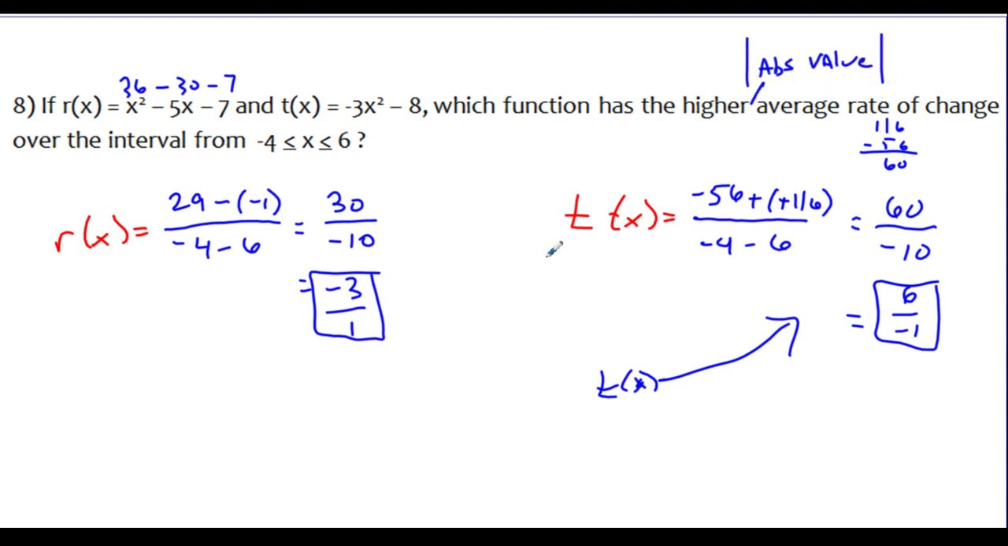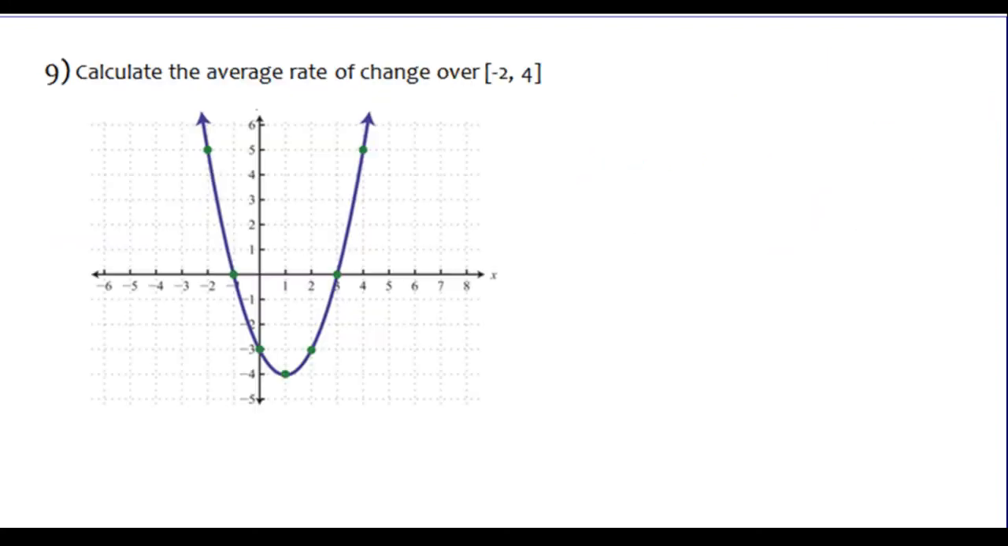The bars. We're actually comparing how steep the numbers are, and since 6 is going to cause it to decrease more quickly because it's a larger number, we're going to say that that is the higher rate of change. So don't look at the sign. The sign is just telling me about increasing and decreasing, but the actual number itself, 6 is the bigger number, so we're going to go with that. That is the higher average rate of change. So we're going to say t of x has the higher average rate of change just from the interval -4 to +6. Okay, a couple more problems.